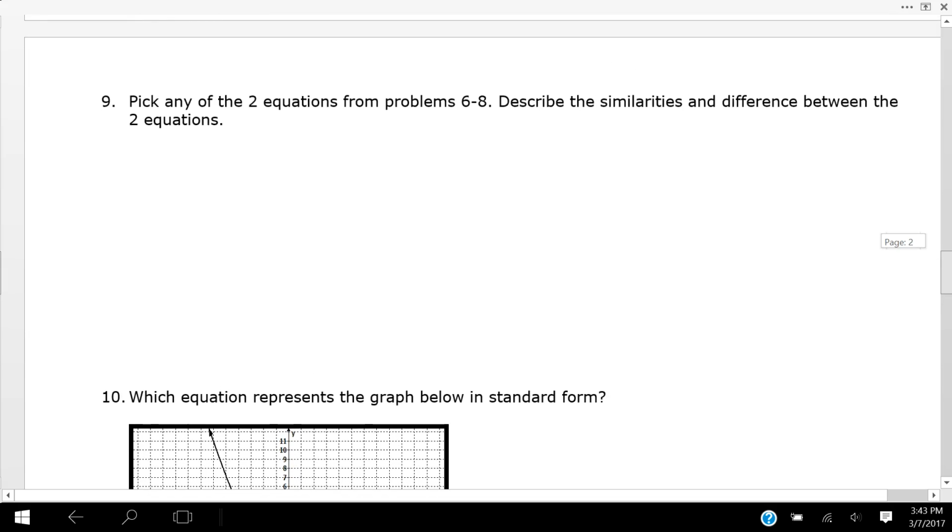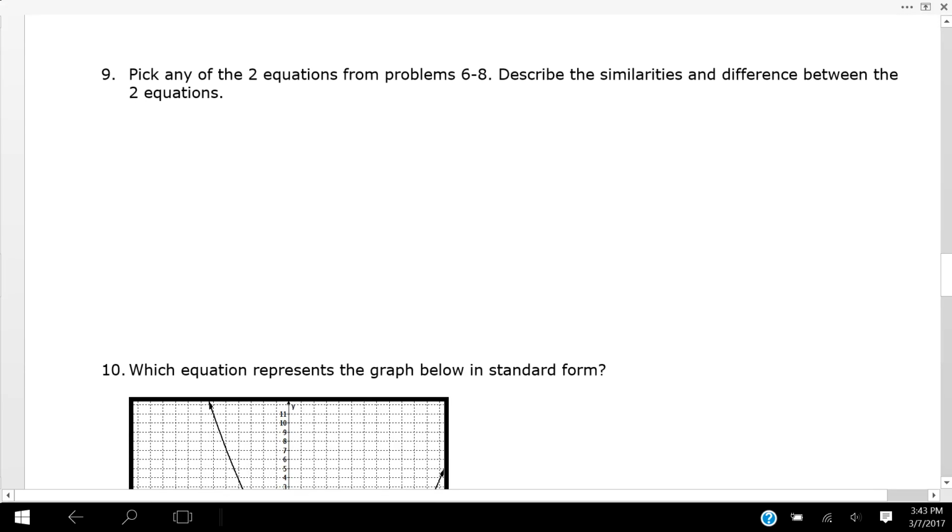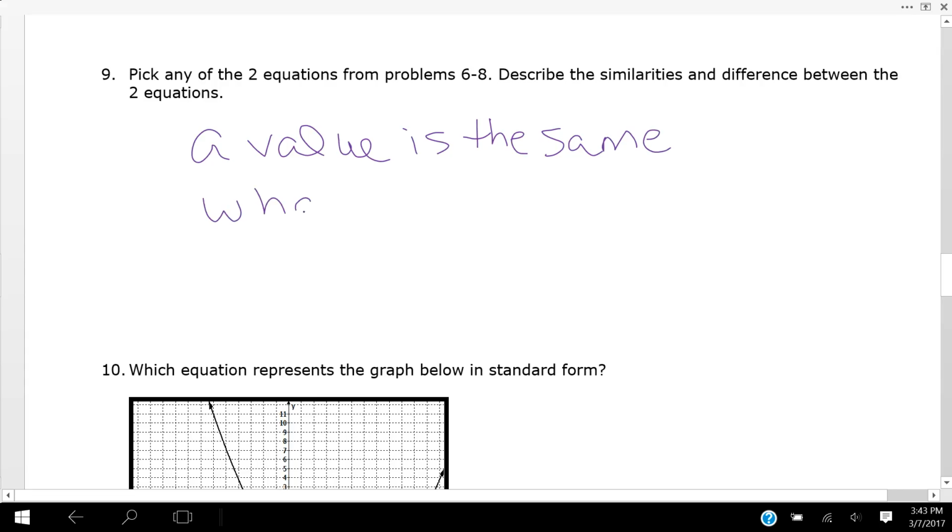And I'm also not going to do the whole similarities and differences. The most important one I hope you saw was that the A value is the same. Maybe you found something else. I hope so.